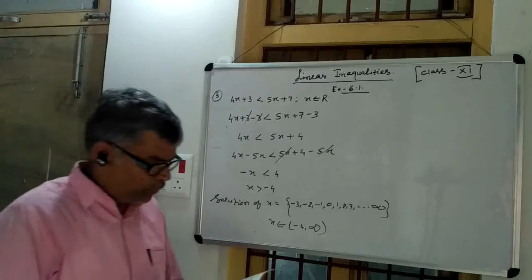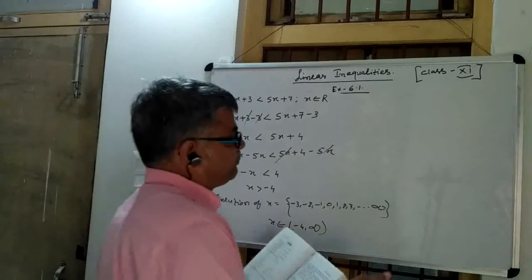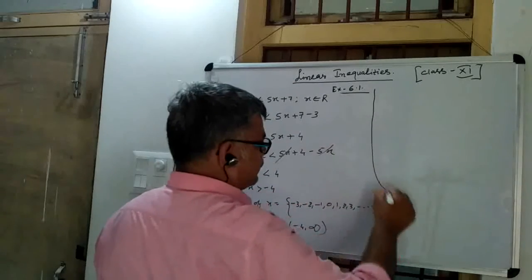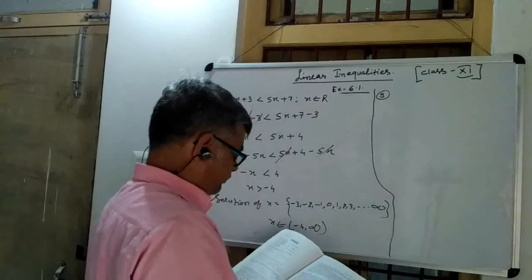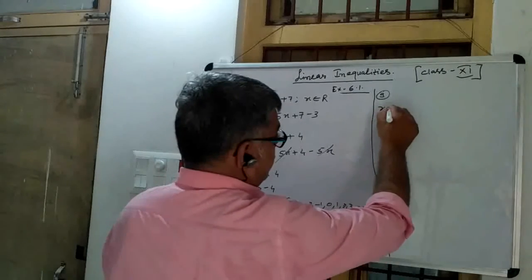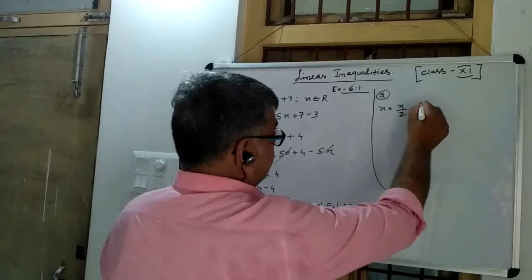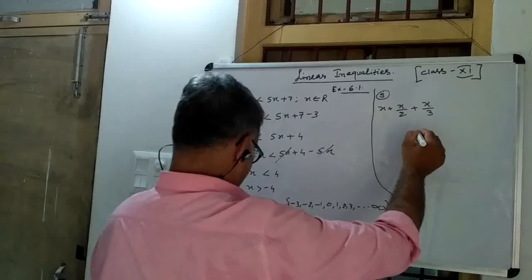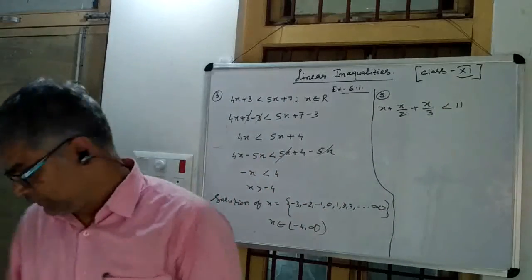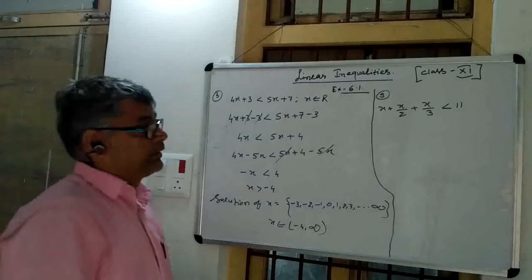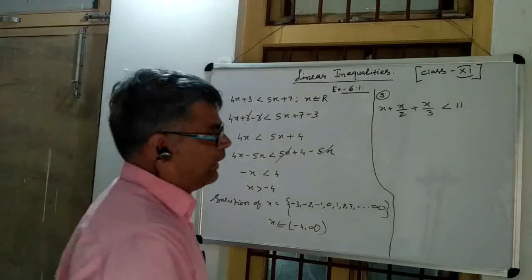Now let's see one more question of this type. Question number 9. Question number 9 is x plus x by 2 plus x by 3 is less than 11. X plus x by 2 plus x by 3 is less than 11.